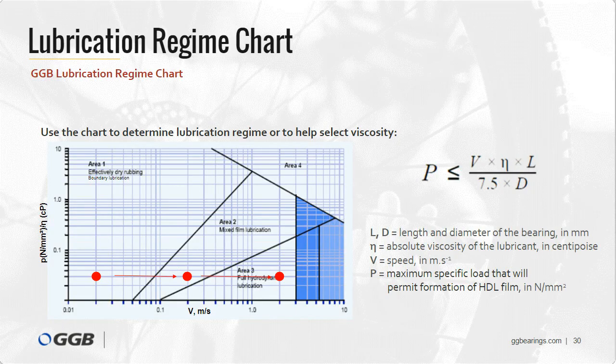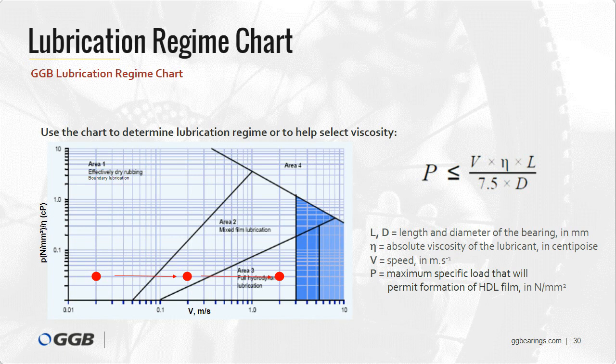So here's a chart that can be found in some of GGB's metal polymer bearing catalogs that can be used to help determine in which lubrication regime your bearing will operate. Based on the geometry of the bearing, relative sliding speed and viscosity, we can determine the maximum specific load that will permit the formation of hydrodynamic film. The x-axis on the chart is velocity, so you can see for a set point on the y-axis, as you increase the speed, you'll move from area 1 to area 2 to area 3, which is full hydrodynamic lubrication, and beyond. So let's dive into each area a little bit more in detail.